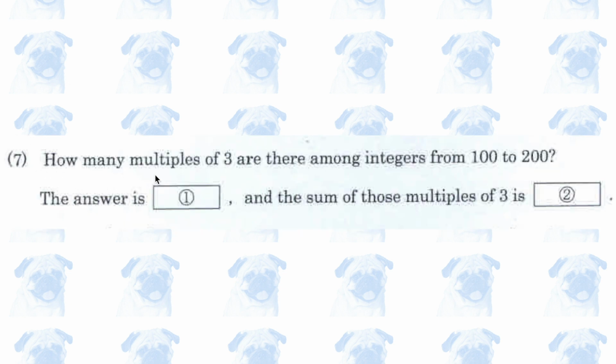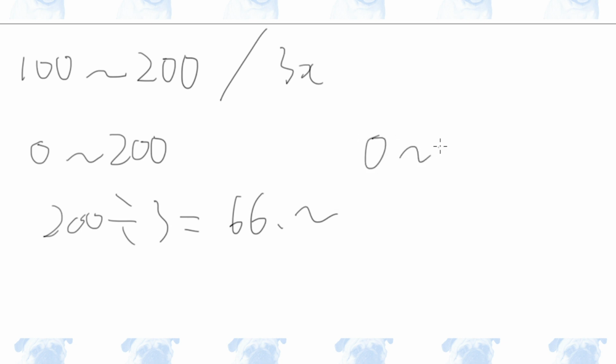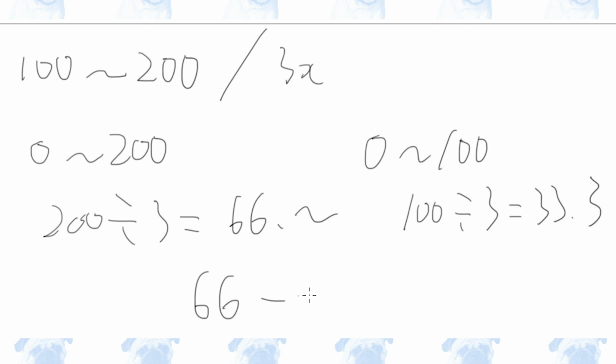Number 7. How many multiples of 3 are there among integers from 100 to 200? The answer is blank, and the sum of those multiples of 3 is blank. Between 0 and 200, there should be 66 multiples of 3, because 200 divided by 3 is 66 point something. And between 0 and 100, there should be 33 multiples of 3. 66 minus 33 is of course 33. So between 100 and 200, there are 33 multiples of 3.